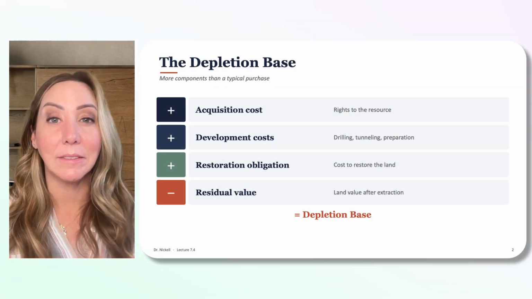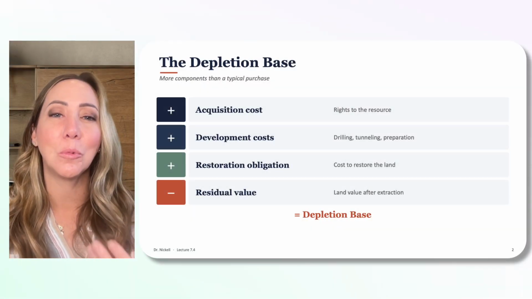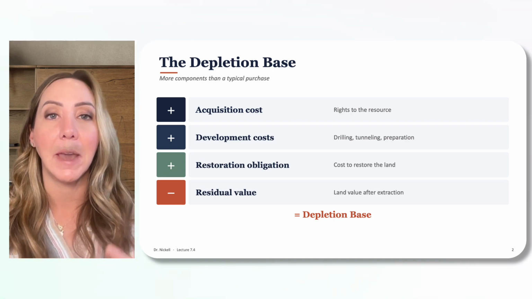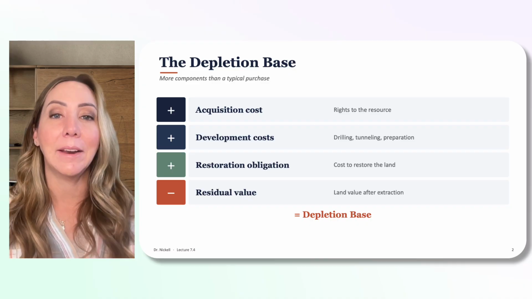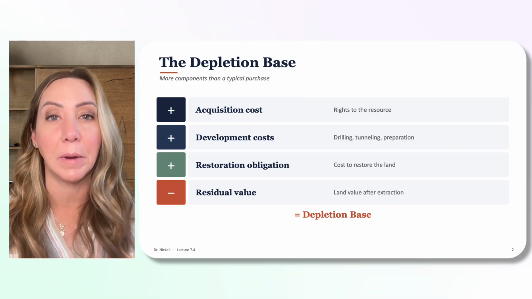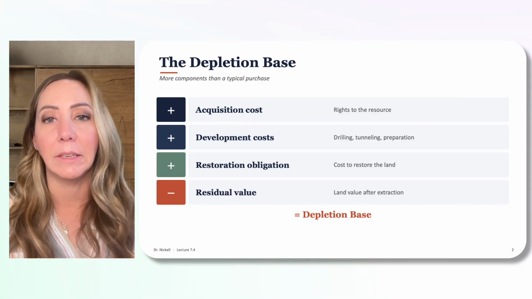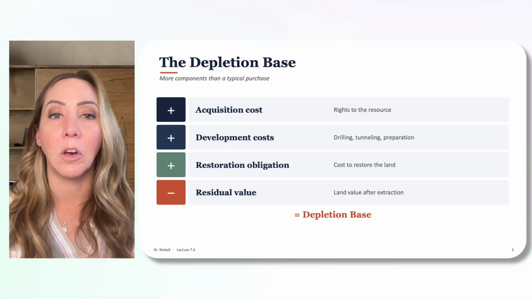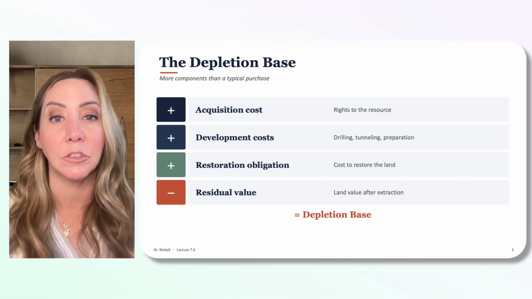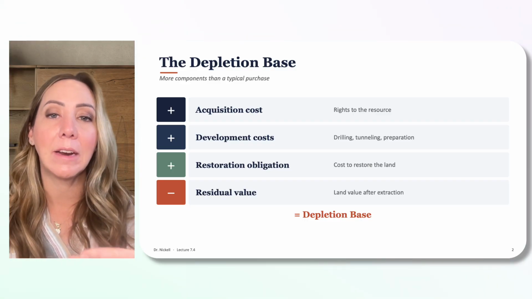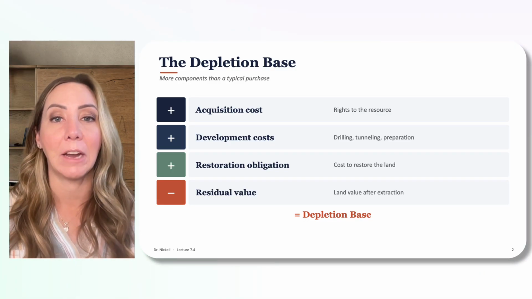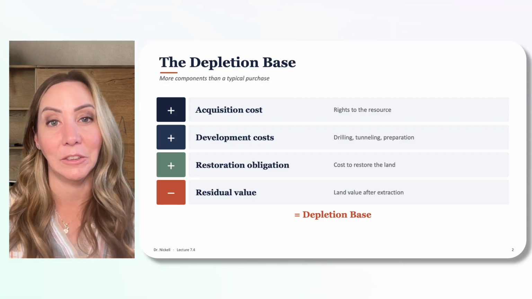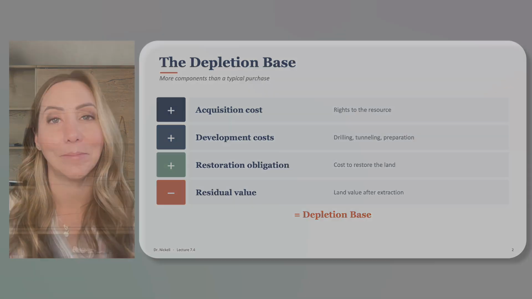First, we need the depletion base, the total cost we're going to allocate. It has more components than a typical equipment purchase, so let's build it. We start with acquisition cost, what we paid for the rights to the resource. Then we add exploration and development costs needed to prepare the resource for extraction, like drilling, tunneling, and the like. Then we add any restoration obligation, so an estimated cost to return the land to its required condition once we're done. And then we subtract the residual value of the land after extraction. Acquisition plus development plus restoration minus residual value gives us the depletion base.